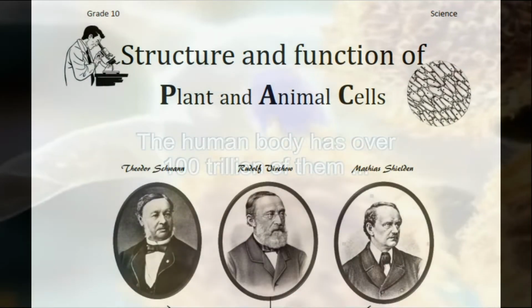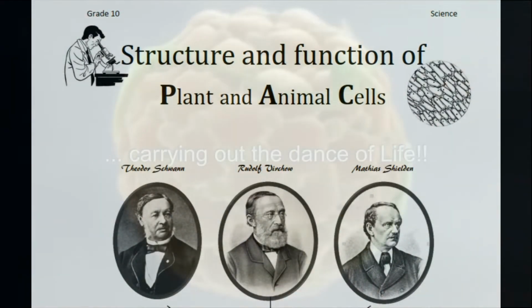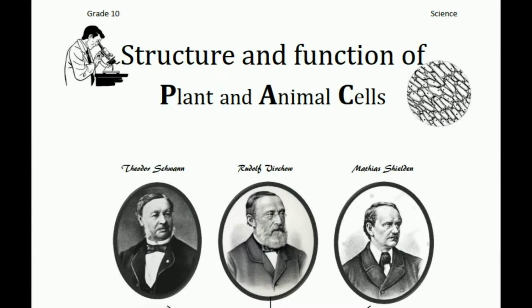Who was telling those things in ancient times? So you can see three figures in this slide. A great scientist, botanist, and zoologist are here. So what are their names? Theodor Schwann, Rudolf Virchow, and Matthias Schleiden.